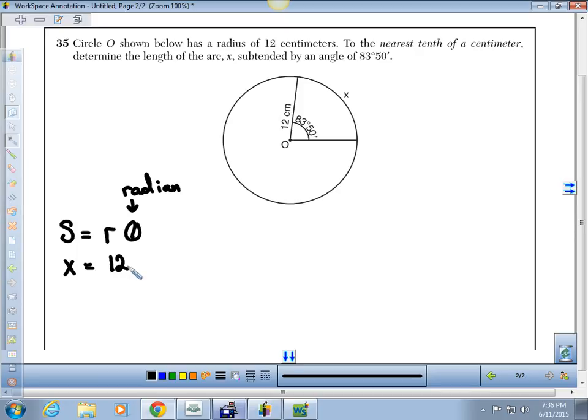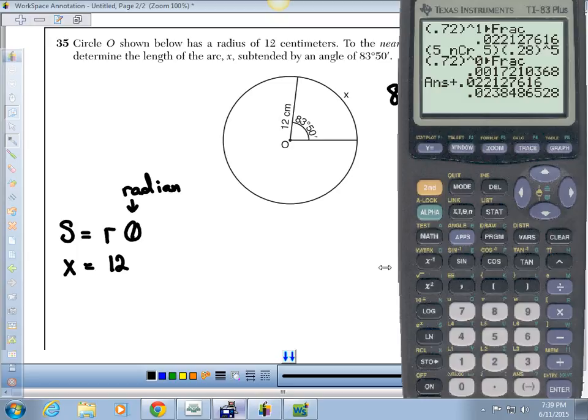We know that the radius is 12. But theta is given to us in degrees. We can't use it until we convert it, right? This Regents exam had 2 questions within like 3 questions of each other where we had to do conversions from degrees to radians. What do we have to multiply this one by? Pi over 180.